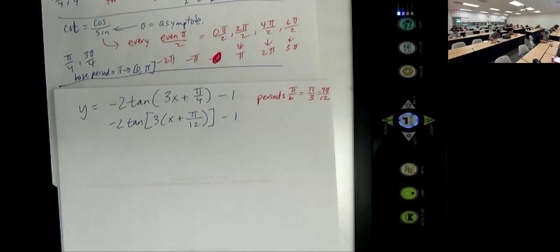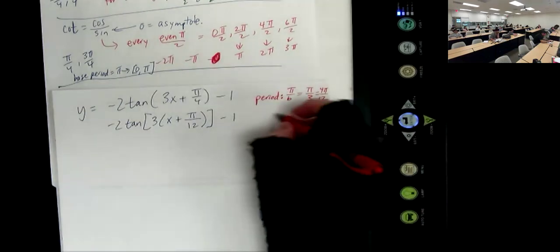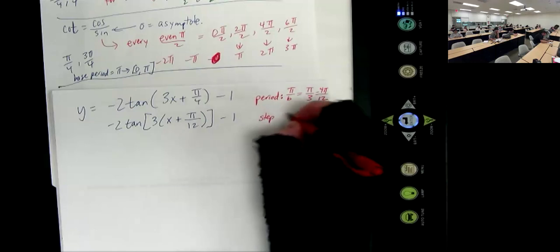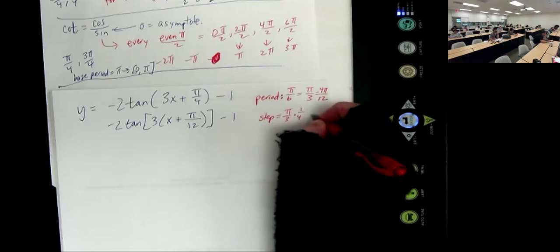How big is each step? We're doing a full cycle in pi over 3. If we want to break that up into where we have 2 asymptotes on the end, we want to divide it by 4. Which conveniently means each step will be pi over 12. Just like we did with the other one, we're gonna multiply by 1/4. Each step is pi over 12.